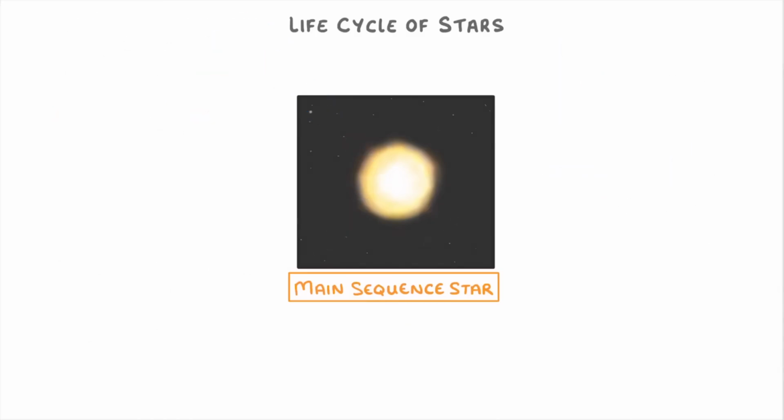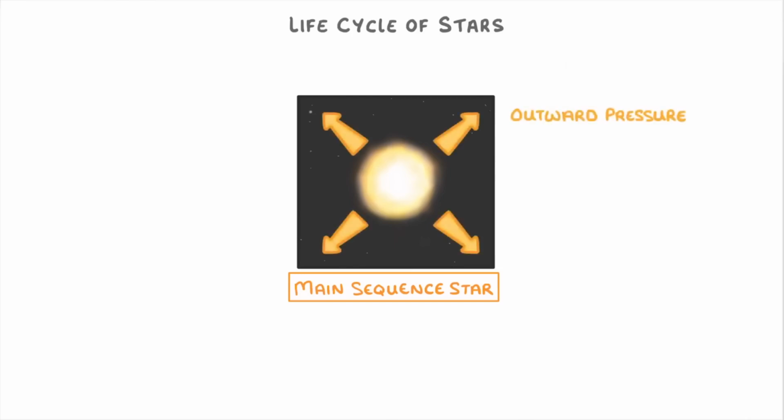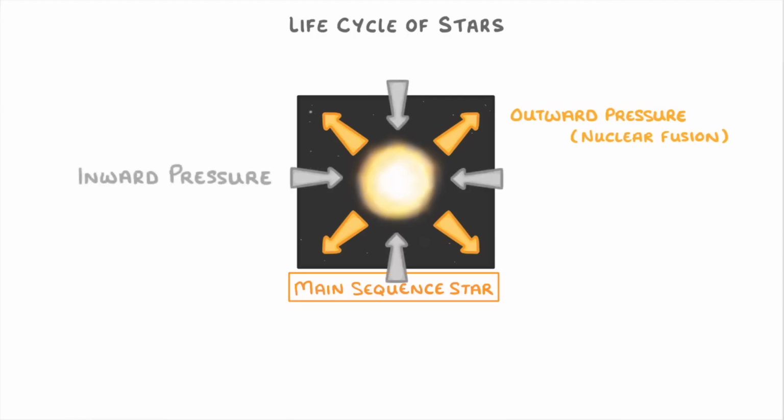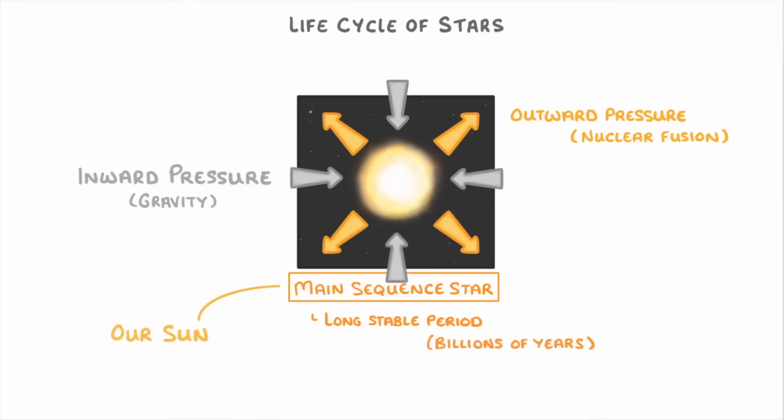While it's a main sequence star, the outward pressure, caused by all of that energy that's being released by nuclear fusion, is perfectly balanced by the inward pressure caused by gravity. This allows for a long, stable period that can last for billions of years. And it's this stage that our Sun is currently in.